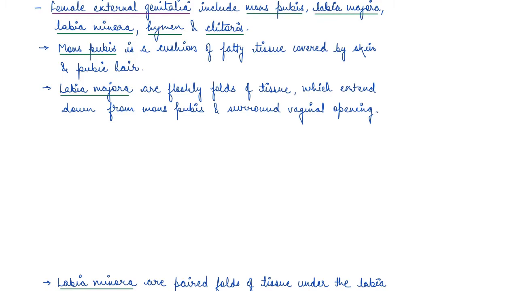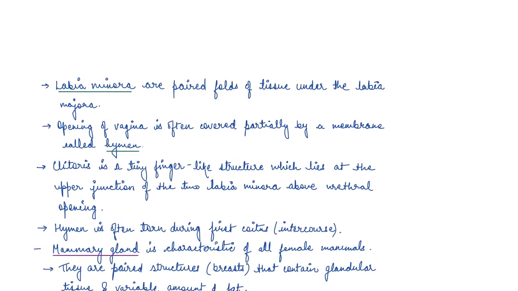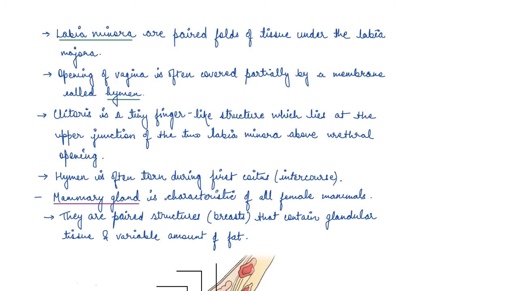Now the opening of the vagina is often covered partially by a membrane which is known as the hymen, right? So this hymen is nothing but a very thin layer covering the opening of the vagina. And the clitoris is a tiny finger-like structure which lies at the upper junction of the two labia minora, which have the urethral opening. So in the female reproductive system, the opening of the vagina and the urethral opening are two different openings, right?